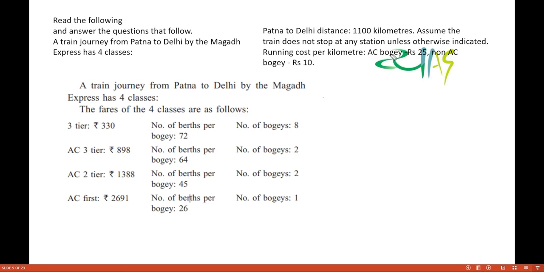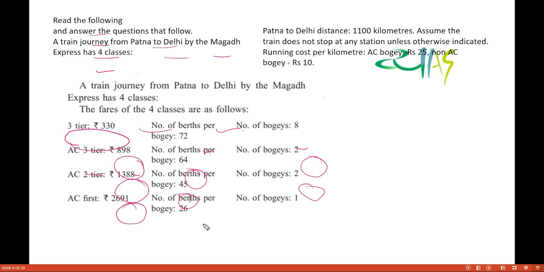Okay, look at this question, what this question is saying. Read the following and answer the questions that follow. A train journey from Patna to Delhi by Magad Express has 4 classes. The fares of the 4 classes are as follows. 3 tier AC 330, number of berths per bogie is 72, number of bogies is 8. AC 3 tier is 898, number of berths is 64, number of bogies is 2. AC 2 tier is 1388, number of berths is this much, and AC first is this. So I hope everybody is clear with this.